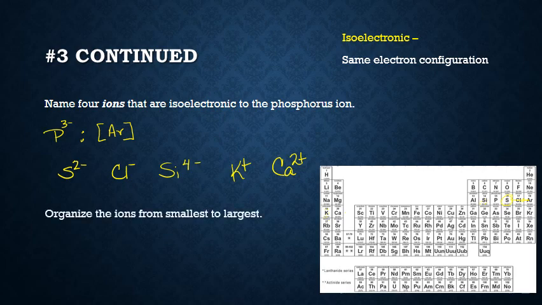Now we have to organize them from smallest to largest. If you recall, when you lose electrons, you become smaller. And the more you lose, the smaller you get. So calcium would definitely be the smallest, and it's going to be smaller than potassium. You could put argon here if you want, but argon is not at all, really not in any way, shape, or form an ion, so I'm going to skip it.